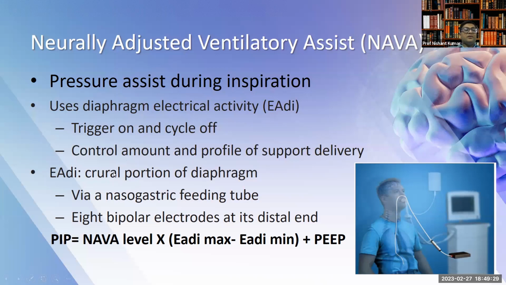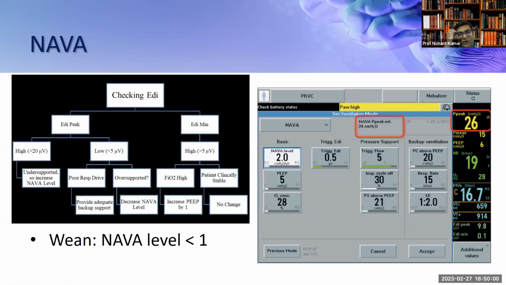It measures the electrical amplitude at the crural portion of the diaphragm via a nasogastric feeding tube, which has 8 bipolar electrodes at its distal end. This tube can be used as a normal feeding tube as well, and it is connected to the ventilator, which senses the electrical activity generated by the diaphragm. So the peak inspiratory pressure is equal to the NAVA level that we define times the electrical amplitude, maximum and minimum, and peak.